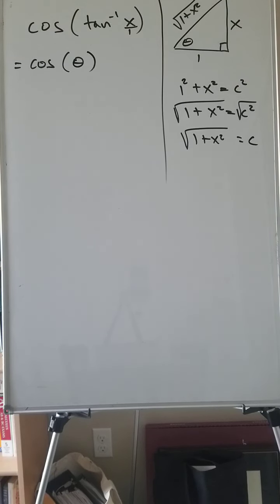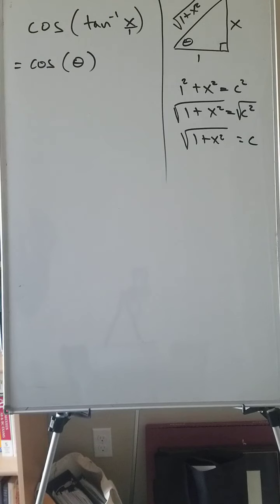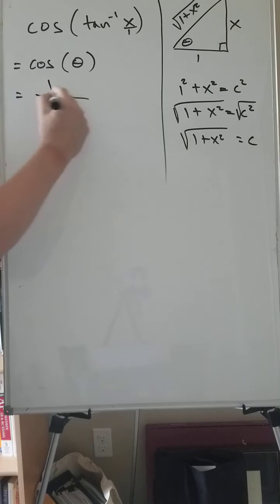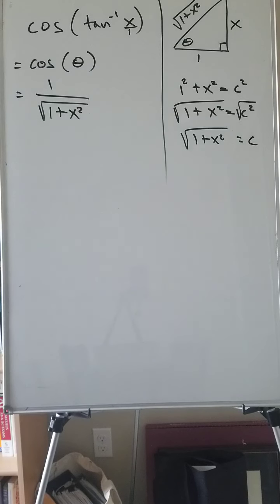And what's cosine of theta? Well, we have the triangle for that. Cosine of theta is the adjacent over the hypotenuse. So it's just 1 over the square root of 1 plus x squared, and that's it. That's the answer.